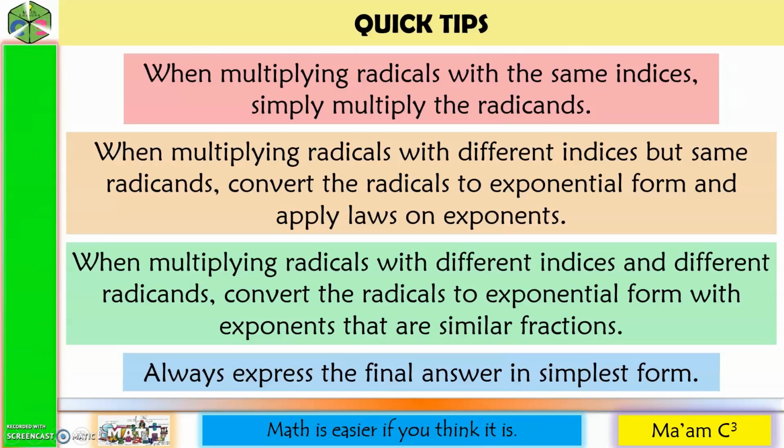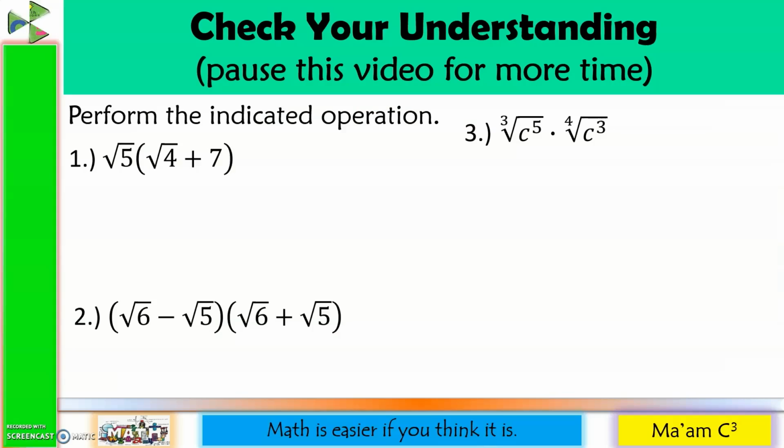Quick tips. When multiplying radicals with the same indices, simply multiply the radicands. When multiplying radicals with different indices but same radicands, convert the radicals to exponential form and apply the laws of exponents. When multiplying radicals with different indices and different radicands, convert the radicals to exponential form with exponents that are similar fractions. And finally, always express the final answer in simplest form. Now it is time to check your understanding. Pause this video for more time.